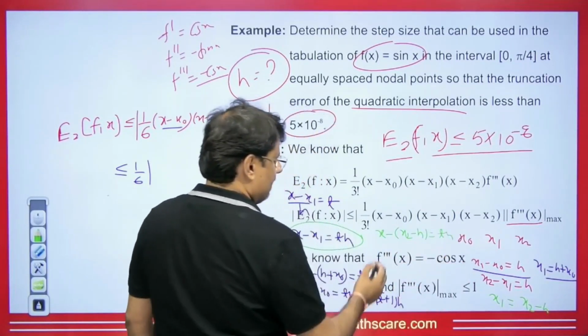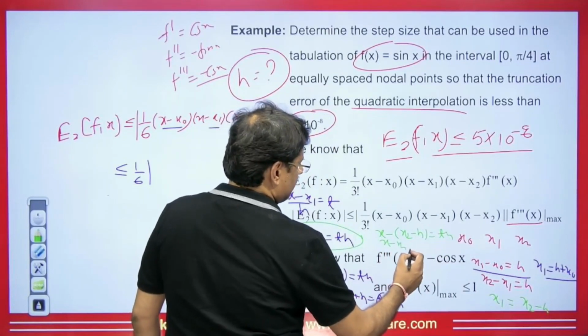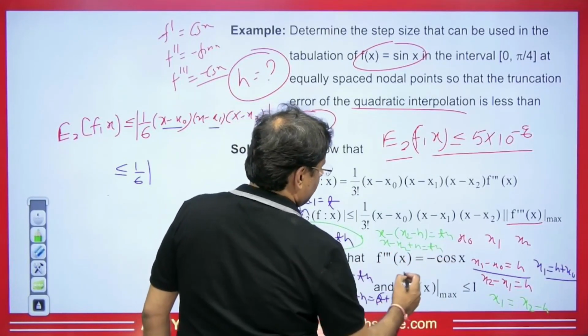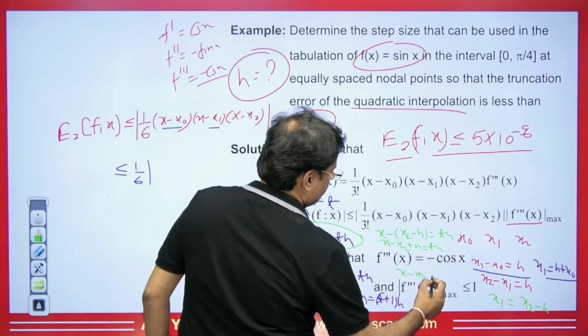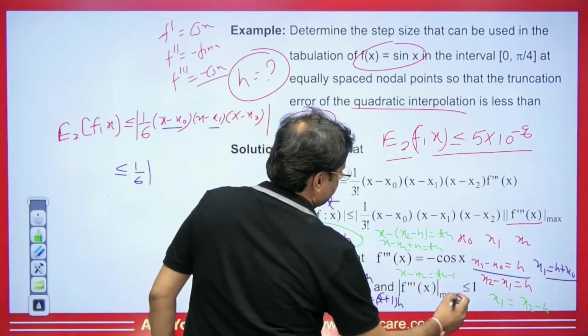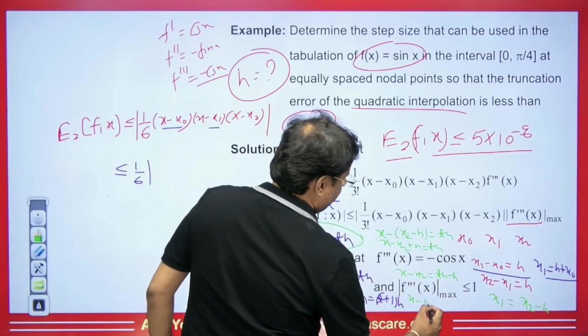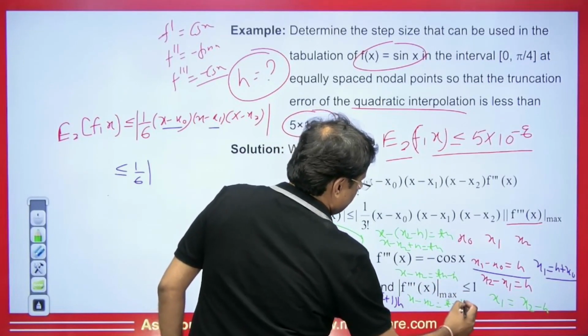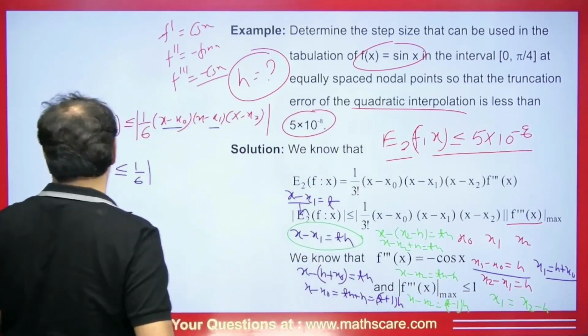Right, students? So here this will be x minus x2, minus minus will become plus, this will be plus h is equal to th. So the x minus x2 value will be th minus h. If I write this, then x minus x2 is equal to, from here we take h common, so (t minus 1)h will be there. Now this value I will put here.